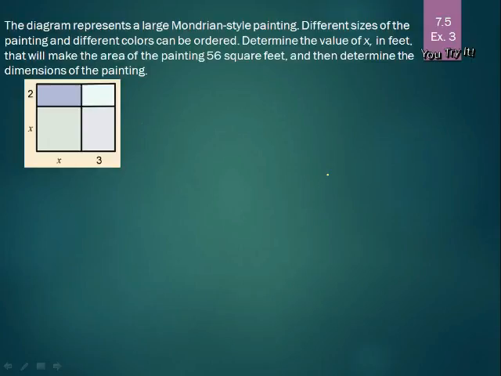The diagram represents a large Mondrian-style painting. Different sizes of the painting and different colors can be ordered. Determine the value of x in feet that will make the area of the painting 56 square feet, and then determine the dimensions of the painting.